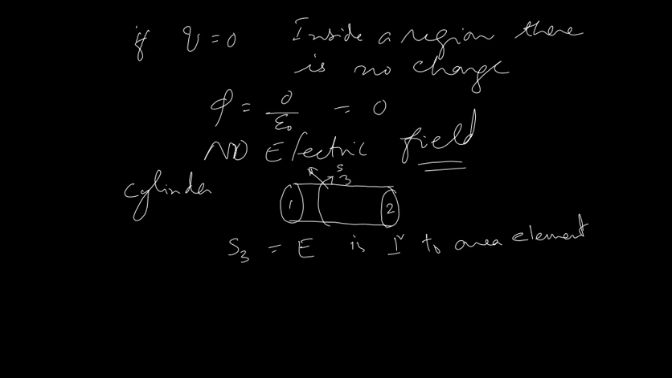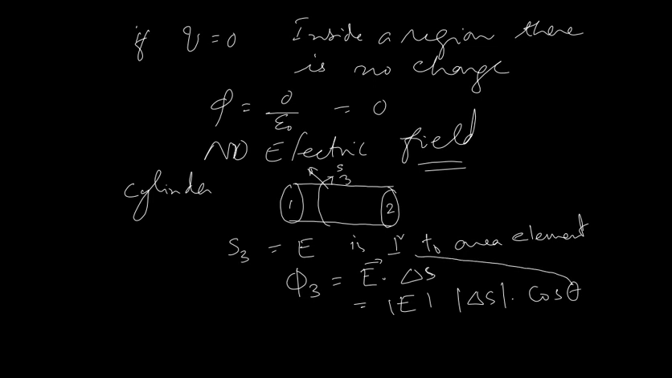So what this means is, when we do phi 3, that's equal to E dot product delta S. Dot product meaning it comes like magnitude of E, magnitude of delta S multiplied by cos theta. If it is perpendicular, cos theta will be cos 90. So delta S into cos 90 is 0. Therefore phi 3 is 0. There is no flux going through surface 3.